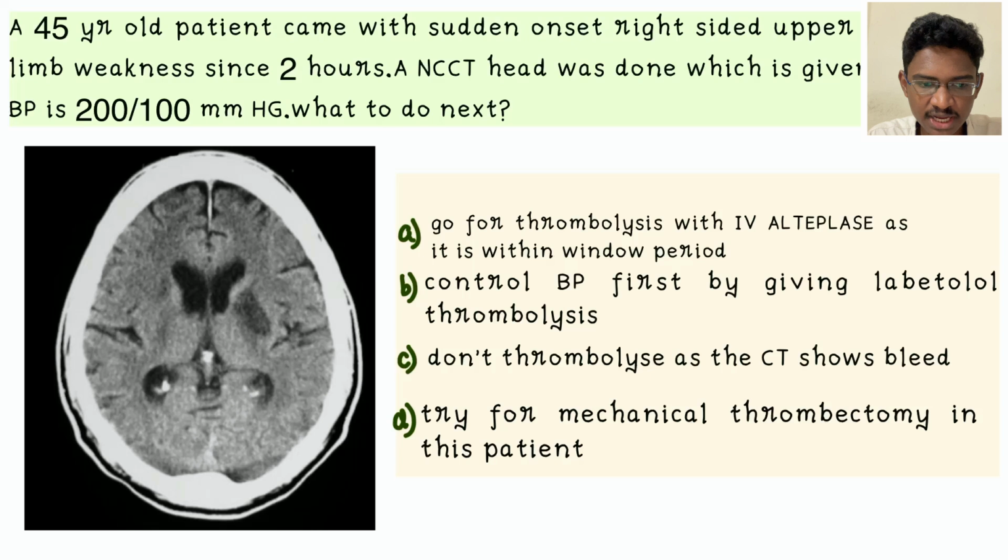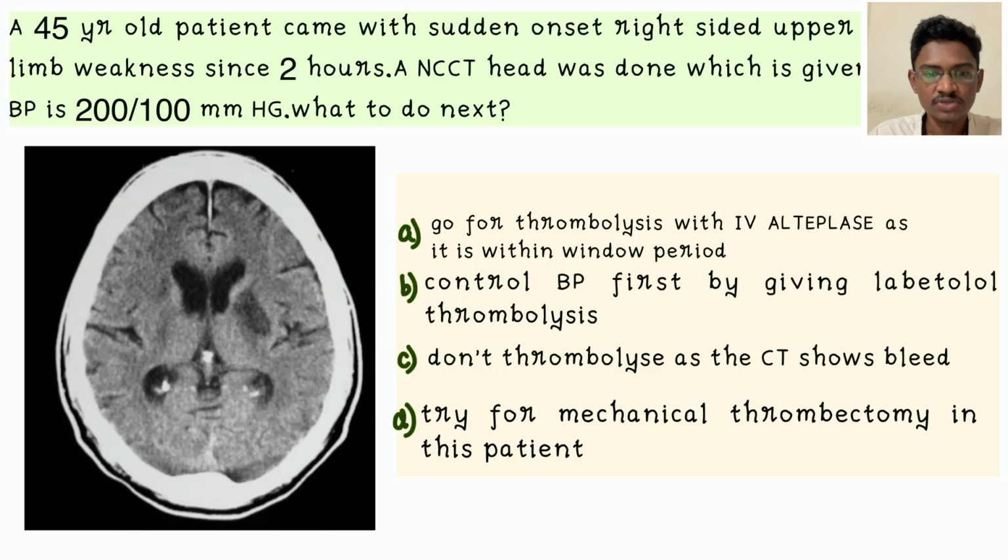Followed by options are, A, go for thrombolysis with IV alteplase as he is within window period. Next is B, control BP first by giving labetalol, then try thrombolysis. C, don't thrombolyze as CT shows bleed. D, try for mechanical thrombectomy in this patient.